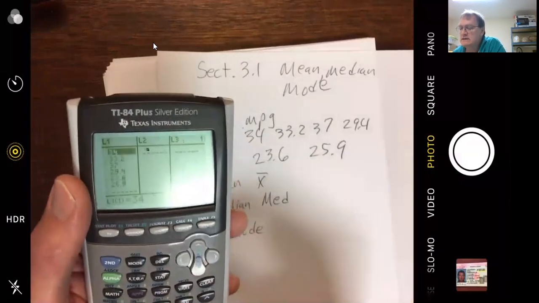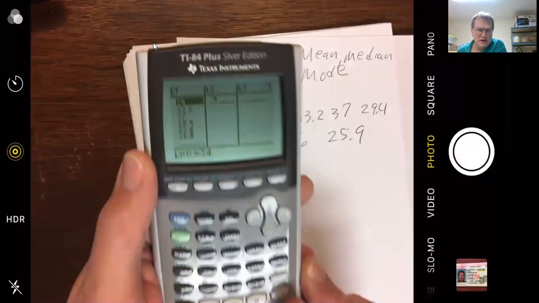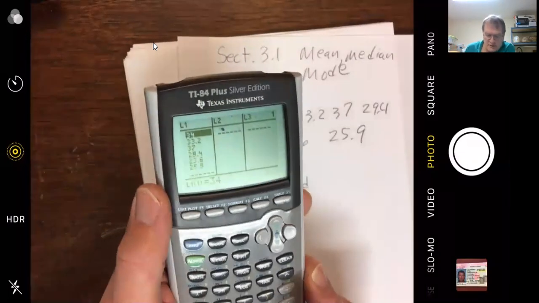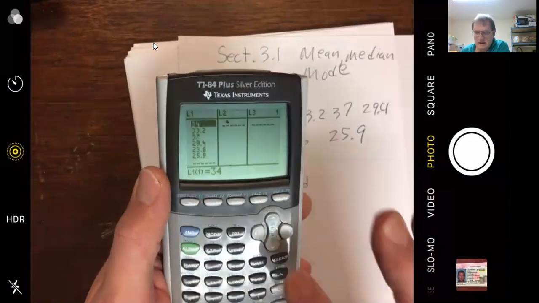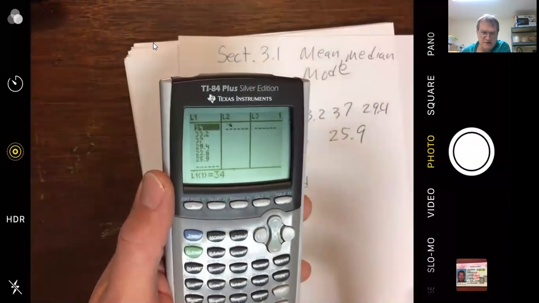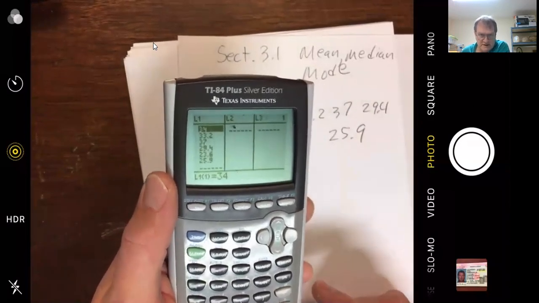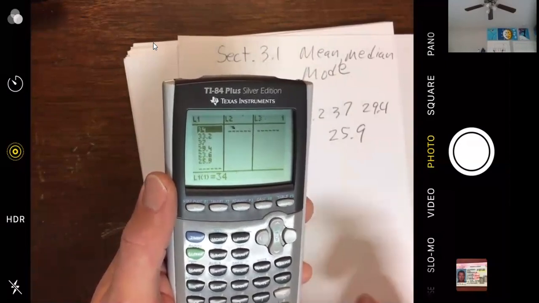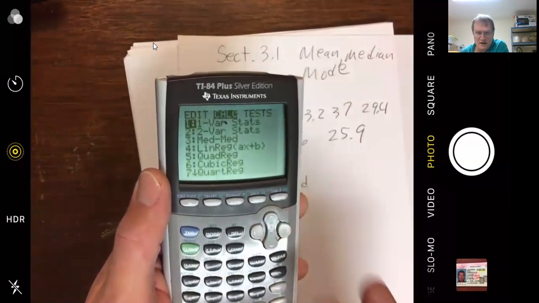Stat, edit, 34, 33.2, 37, 29.4, 23.6, 25.9. Sometimes you can be off a tenth of a digit or something and mishit a digit. I may have entered it wrong. Is it number one, the variable stat? Is that the answer we're trying to get? Well, yeah, we're going to stat, calc, then number one. Okay. Right.